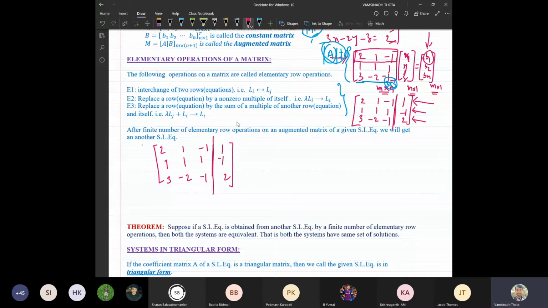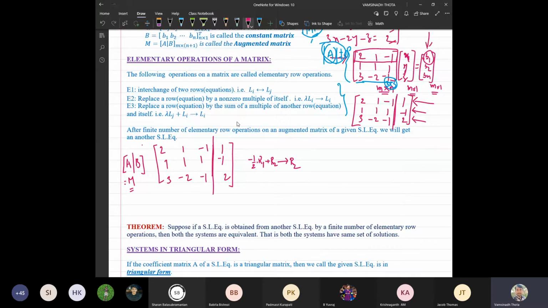The augmented matrix generally we will represent with A, which is a coefficient matrix, separated by a constant matrix. Or you can simply represent it with another letter, capital A. Okay. Now what I'm doing here: minus 1 by 2 times R1 plus R2 replaces R2.